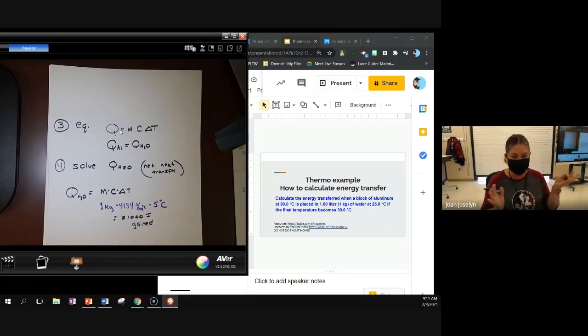The water was sitting there minding its business. Aluminum popped in and said, hey, take my energy. So the water gains and the aluminum loses. And those are usually test questions. Who gained, who lost? Water gained, aluminum lost. Because the aluminum was hotter. The hotter one is the one that gives away because it goes hot to cold. So we're not done. We need to find the mass of the aluminum that popped in there, so we can see how much energy was transferred.